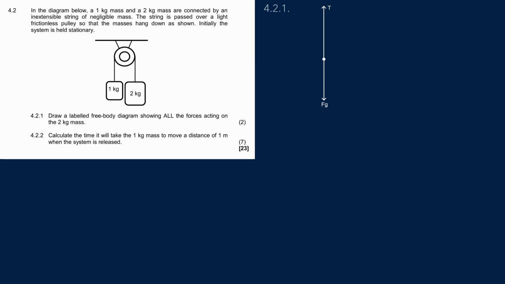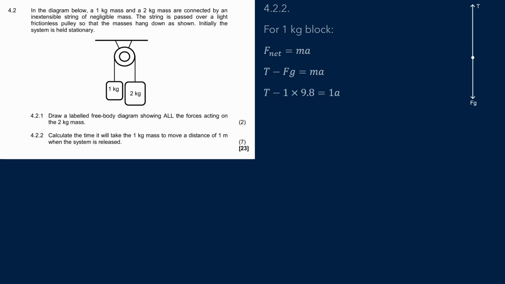But first things first, we start by applying Newton's second law of motion, which states for the 1 kilogram block, F net is equal to ma. And for the 1 kilogram block, it moves upward, and I'm going to choose upward as the positive direction of motion and downward as negative, and that will give me an F net of T minus Fg, and they are all equal to ma. Substituting in the values, I get T minus 1 times 9,8 is equal to 1a, making T the subject of the formula, I get T is equal to a plus 9,8.